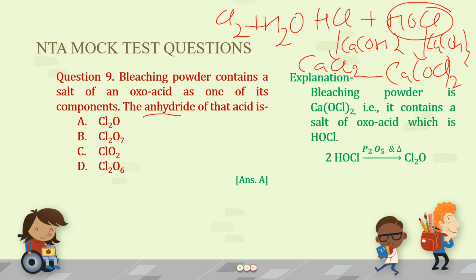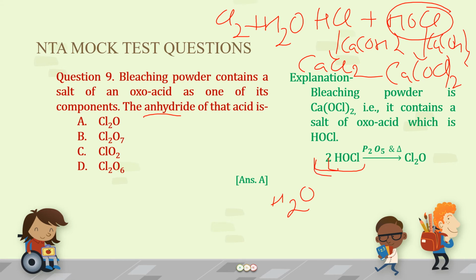Now what is asked is the anhydride of that acid. So what do we mean by anhydride? We have to remove all the water that is possible from the oxoacid, and the compound that we get is called the anhydride of that acid. So we have to heat this and dehydrate it, remove water from it. When we remove water, H2O, from HOCl, for this you require 2 hydrogen, so we just multiply by 2.